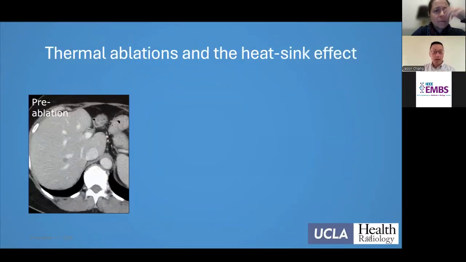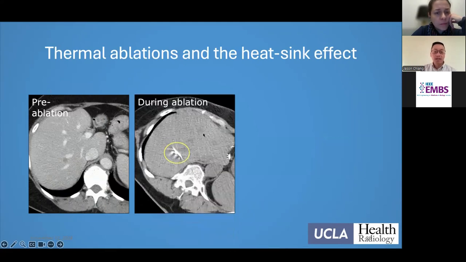So I'm going to move on. I'm going to talk about the heat sink effect. Ablation zones are very susceptible to the heat sink effect. Here's a colorectal metastasis next to the hepatic vein, this little dot right here. This was treated with, at that time, radiofrequency ablation.